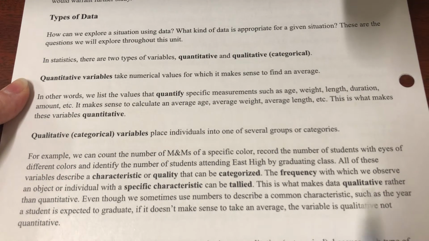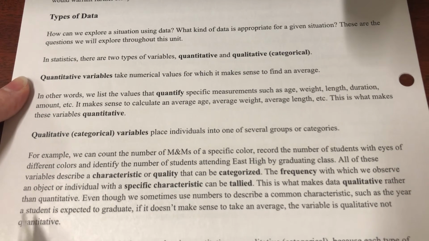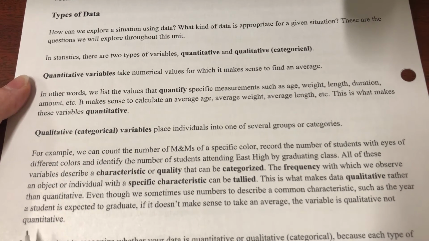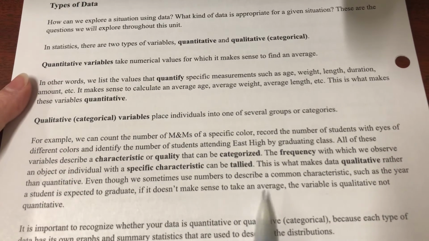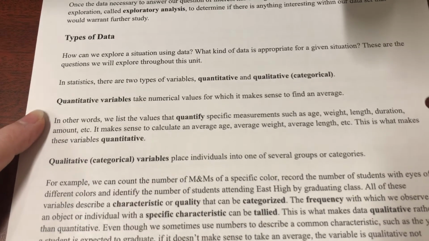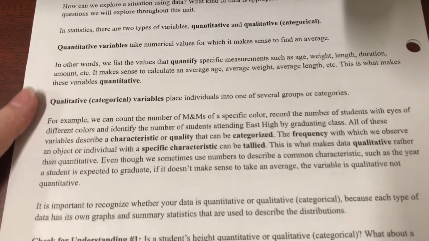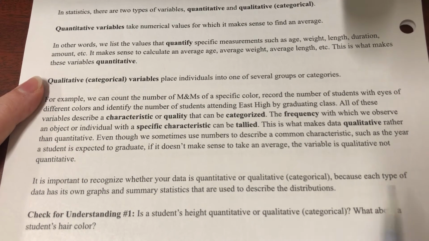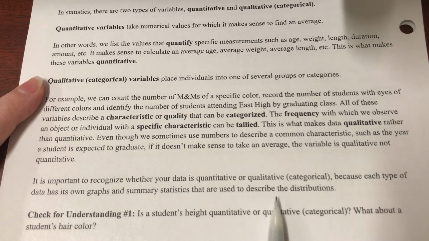This is what makes the data qualitative rather than quantitative, even though we sometimes use numbers to describe a common characteristic, such as the year a student is expected to graduate. If it doesn't make sense to take an average, the variable's qualitative, not quantitative. That's your test. Does it make sense to take an average? That separates qualitative from quantitative variables when they're both numerical. And it's important to recognize whether your data is quantitative or qualitative because each type of data has its own graphs and summary statistics that are used to describe these distributions.